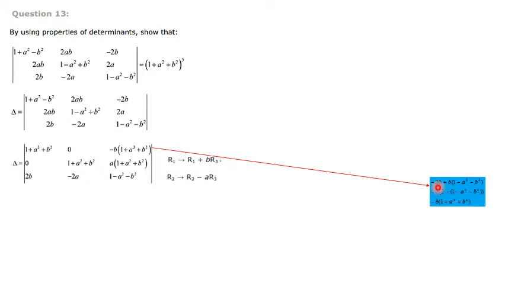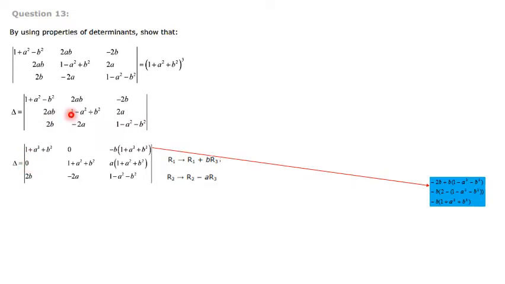So why we are taking this minus b outside, in the sense ultimately we want this 1 plus a square plus b square, because that is our answer. We need to take this one as common. That's why we are taking minus b outside. So we have got minus b into 1 plus a square plus b square. Next r2 changes to r2 minus ar3. So r2 is 2ab minus a into r3. So a into 2b, that is 2ab again. So 2ab minus 2ab, that becomes 0.